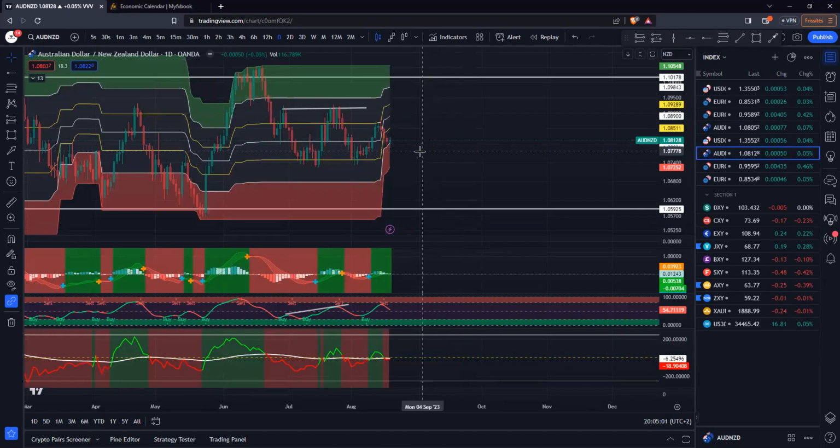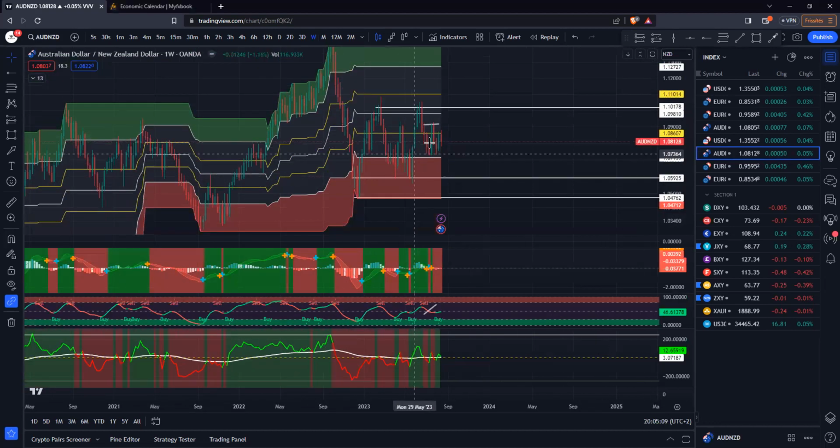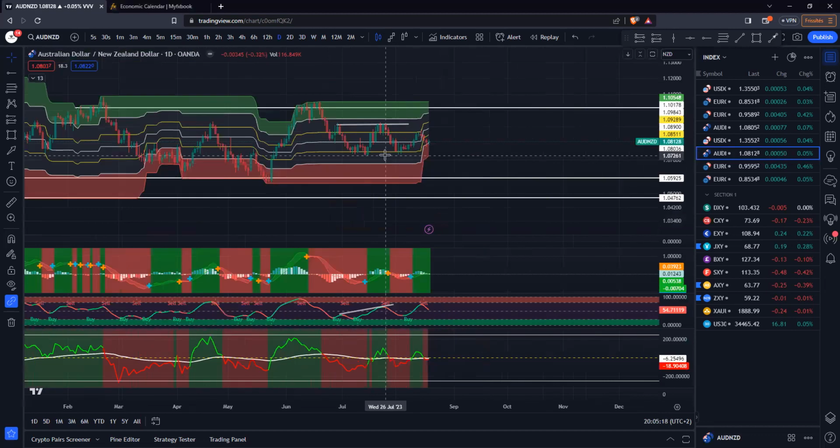Then the AUDNZD, we don't see much from the AUDNZD. We are just bouncing up and down, not much is happening in this area right now. I will stay away from AUDNZD. Both currencies are weak at this point, so I'm avoiding this currency pair.